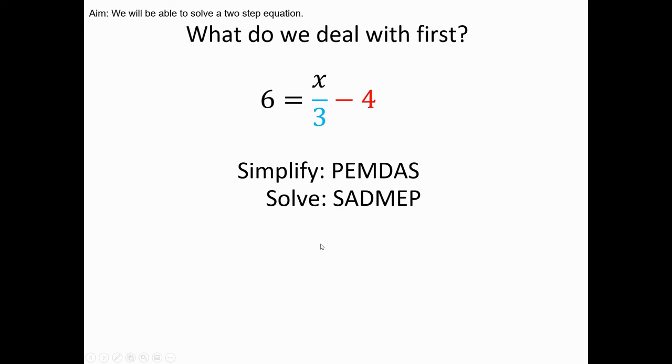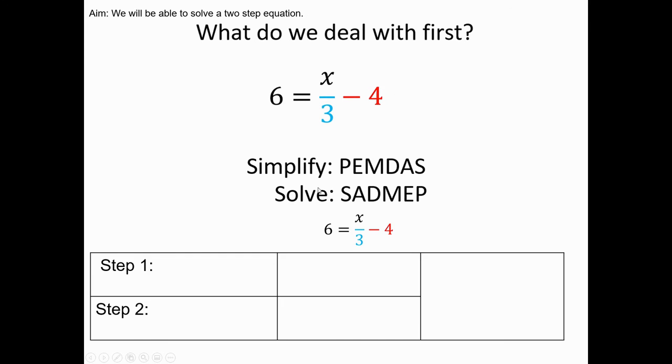So for the first step, we're going to get rid of this minus 4. So to get rid of the minus 4, the opposite of subtracting 4 is adding 4. And the opposite of divided by 3 is multiplying by 3. So now that we have our strategy, this is always a good idea to have our strategy. Let's go ahead and do this. We're going to add both sides by 4. Minus 4 and plus 4, that cancels out.